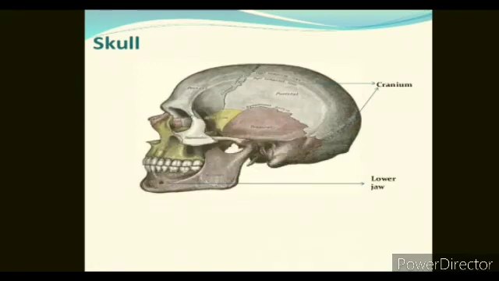The first part is the skull. The skull is made up of 22 bones. The bones in the skull are fixed and jointed except the lower jaw. The lower jaw can be moved and it allows us to chew food and to talk. The bones of the skull protect the brain from injury.